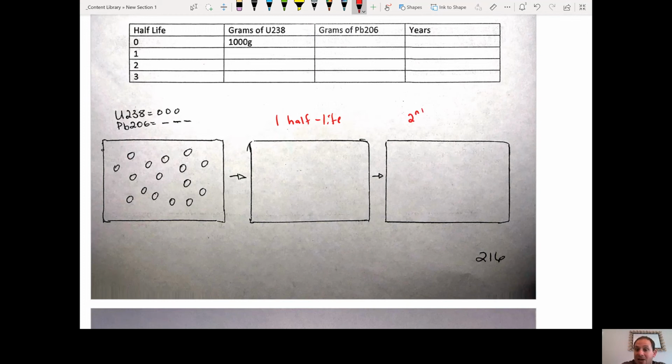And then at the second half-life, right, you would decrease the uranium-238 by half and increase the lead-206 by whatever you took away from the uranium. Okay, so that's how you do these 2 pages.